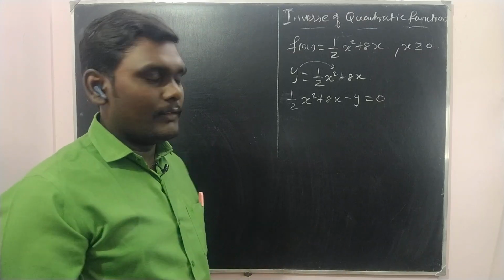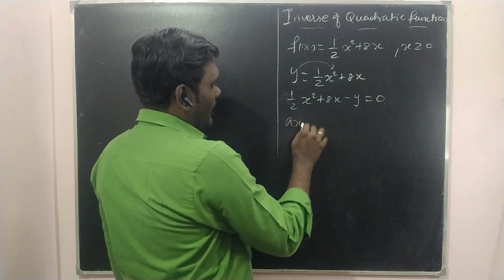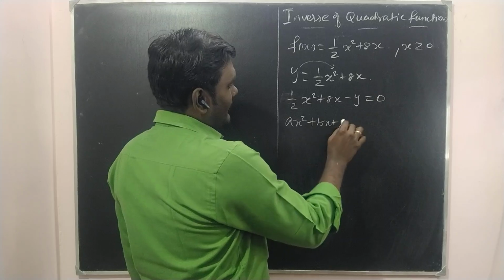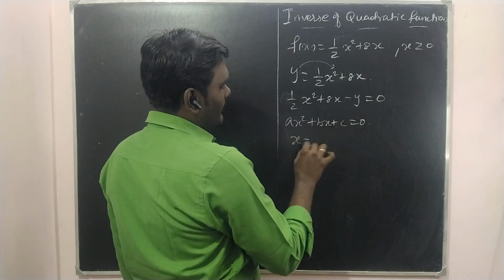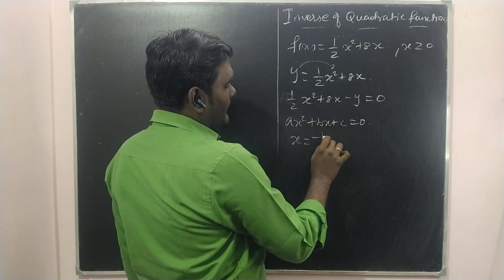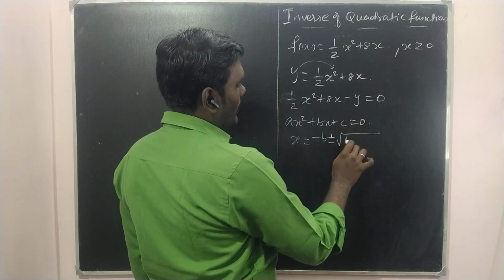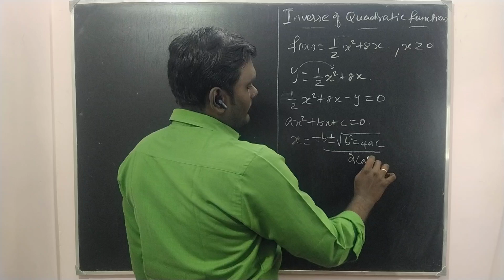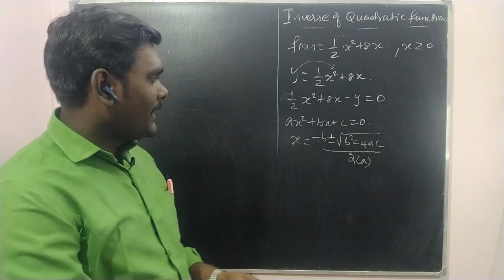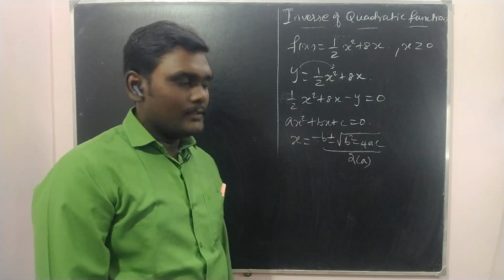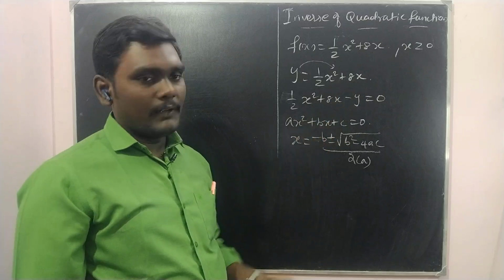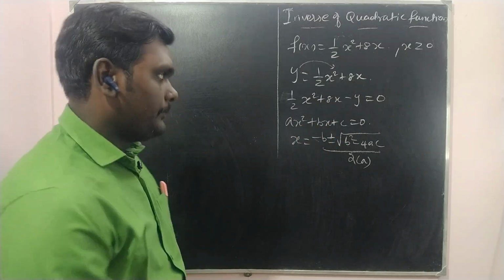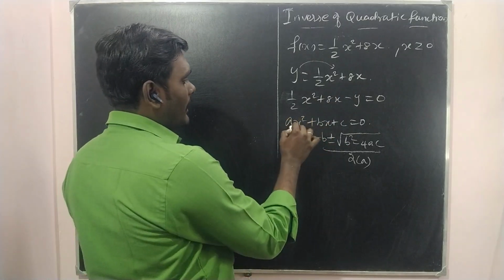To solve a quadratic equation in the form of ax square plus bx plus c equals 0, the x value is given by minus b plus or minus root of b square minus 4ac, divided by 2a, where a, b, c are all coefficients. So here also we have to find the coefficients. Simple. See, what is the value of a when we compare?